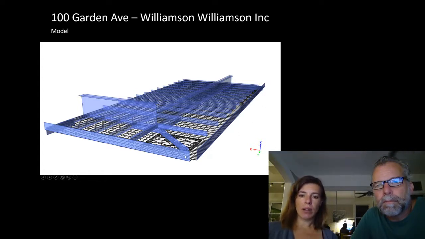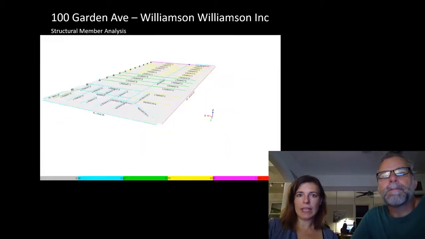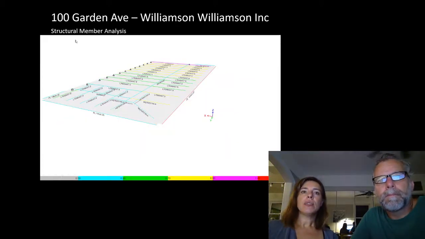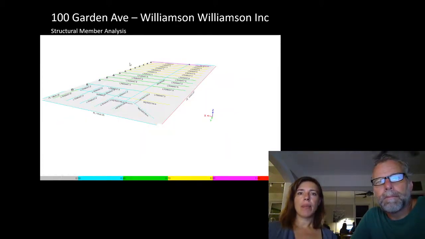Again, this is modeling software. It's not about graphics. So you can see this shows it being tipped down. It's actually tilted up. Don't worry about that. Here is the structural analysis image.